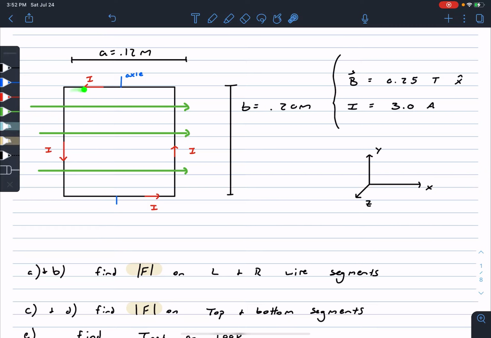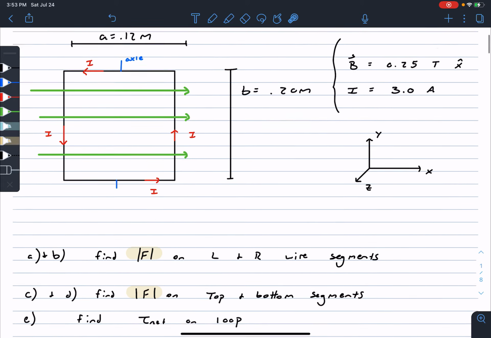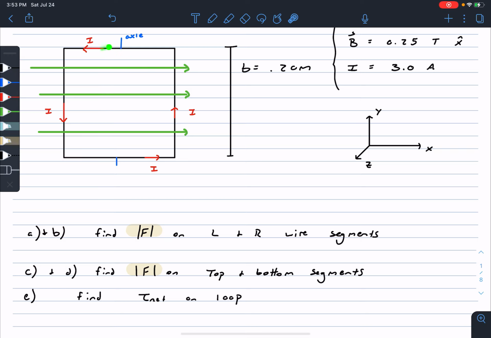And we're told that initially this is in the XY plane. So what that means is once we find our induced current, this rectangle is going to start to spin as it's placed in the B field, and then it's going to come out. It's either going to spin outwards or inwards into the Z direction. So we're asked to find the net force on the left and the right side of the wire segment. And we're also asked to find the net force on the top and bottom wire segments. And then after all that, we're asked to find the total net torque on the loop.